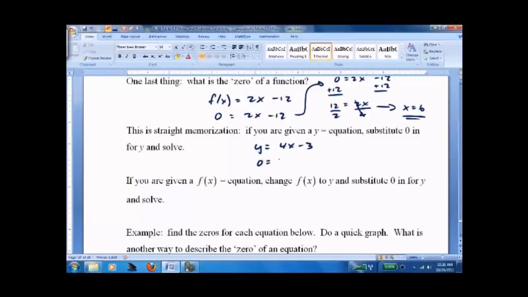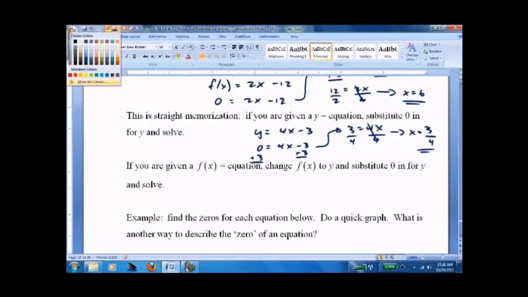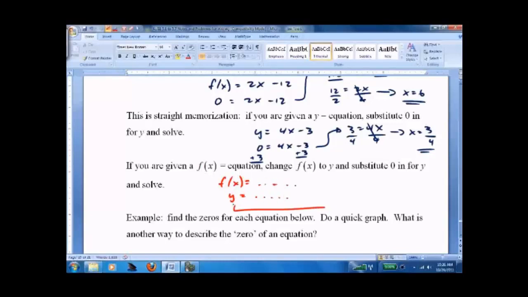Y equals 4x minus 3. We go 0 equals 4x minus 3. Add 3 to both sides. 3 equals 4x. Divide 4 from both sides. X equals 3/4. If you're given an f of x, and it confuses you, change it to y. And same thing, sub 0 in. We just did that up above, so we don't need to do it again.